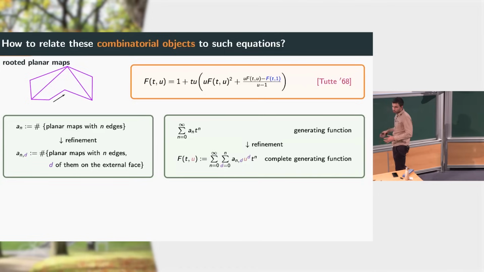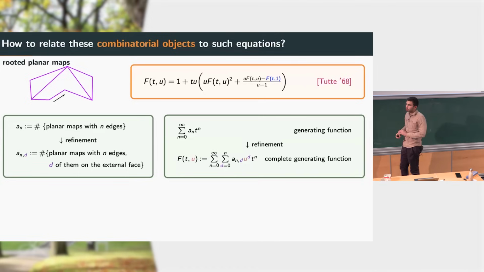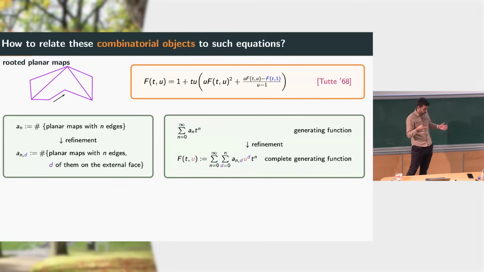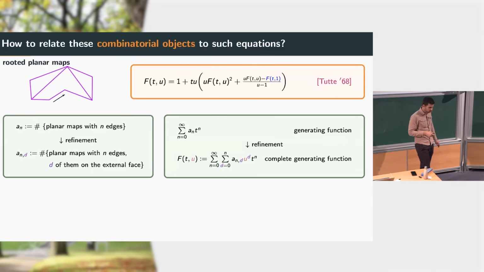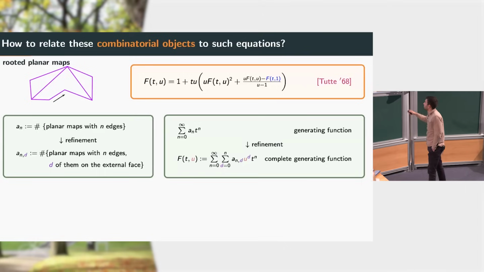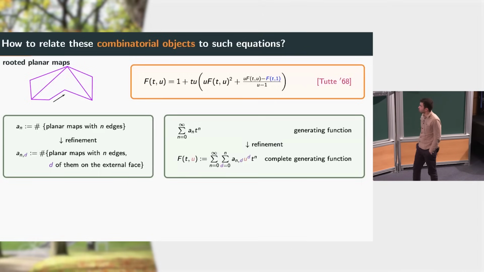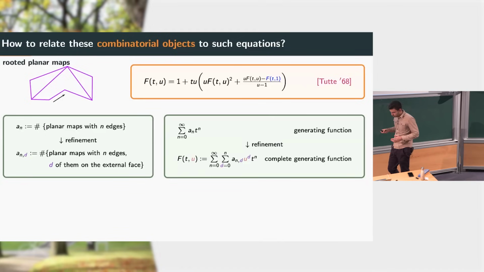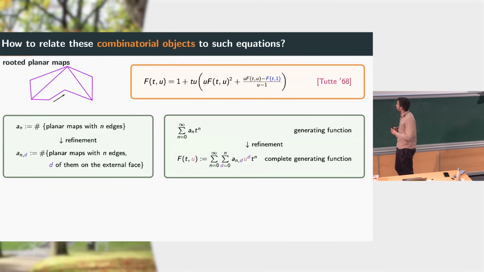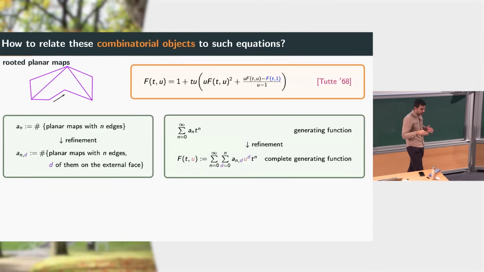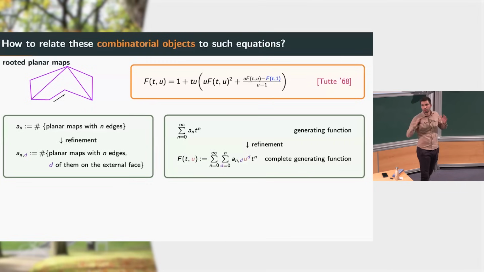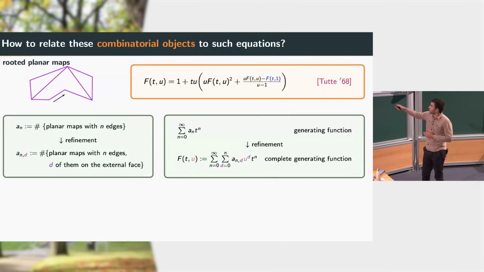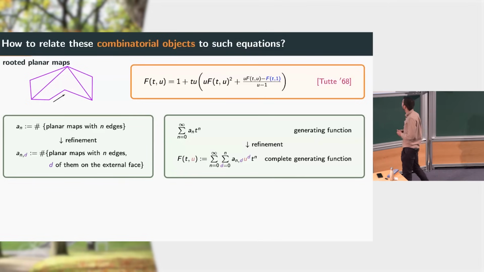And algebraically, this is equivalent to introducing a new variable, u, which is often called the catalytic variable. And by considering its complete generating function, f, which is a formal power series in t and with polynomial coefficients in u. And the polynomial coefficients in u come from the fact that you cannot have a bigger number of edges located on the border than the total number of edges.